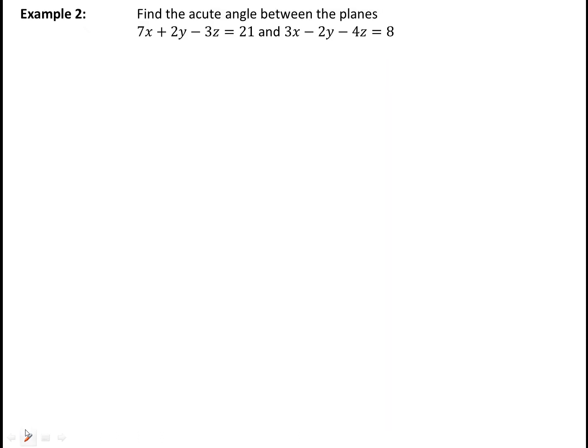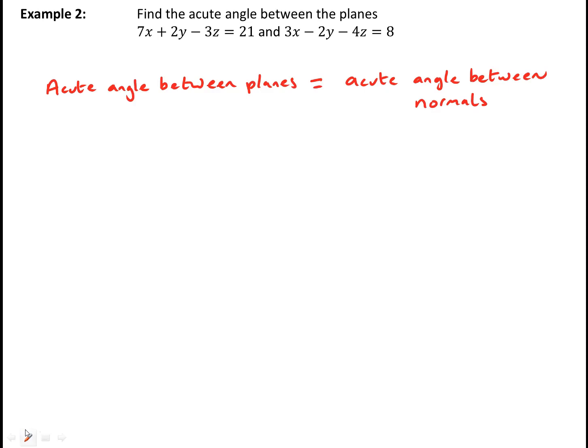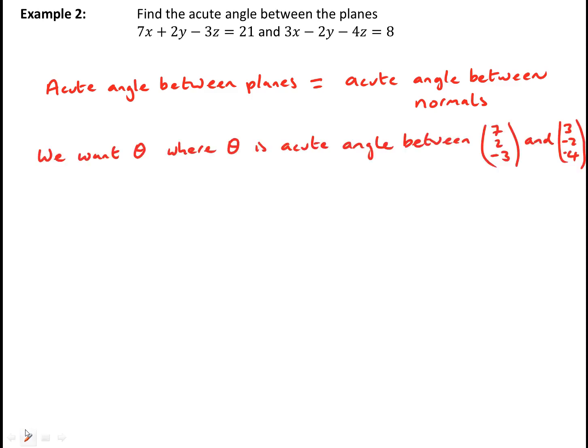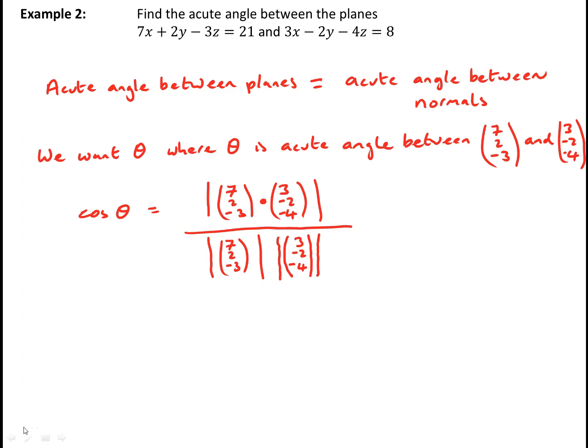So to put this into practice, if we wish to find the acute angle between the planes 7x + 2y - 3z = 21 and 3x - 2y - 4z = 8, we simply observe that the acute angle between the planes is exactly the same as the acute angle between the normals. Therefore what we need to find is theta, where theta is the acute angle between the normal of the first plane, which is (7, 2, -3), and the normal of the second plane, which is (3, -2, -4). So we've got cos theta is equal to the modulus of the scalar product of (7, 2, -3) with (3, -2, -4), divided by the magnitude of (7, 2, -3) times the magnitude of (3, -2, -4).